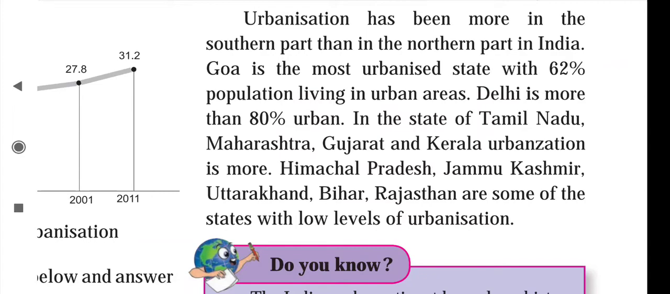Delhi is more than 80% urban. In the states of Tamil Nadu, Maharashtra, Gujarat and Kerala, urbanization is more. Himachal Pradesh, Jammu Kashmir, Uttarakhand, Bihar, Rajasthan are some of the states with low levels of urbanization. So here it is said that urbanization is less on the northern side, meaning Himachal Pradesh, Jammu Kashmir, Uttarakhand, Bihar, Rajasthan.